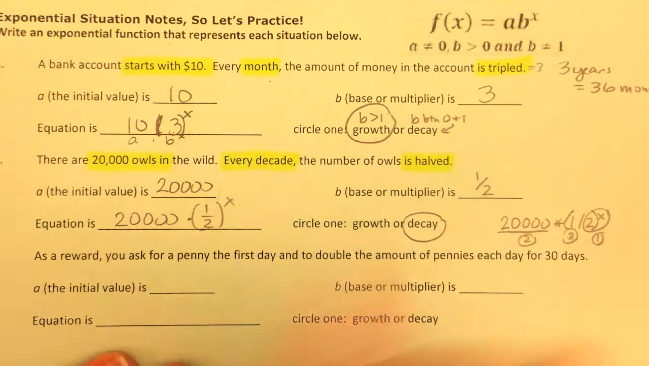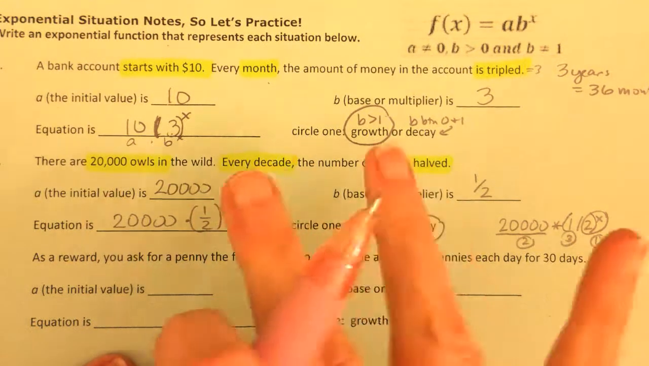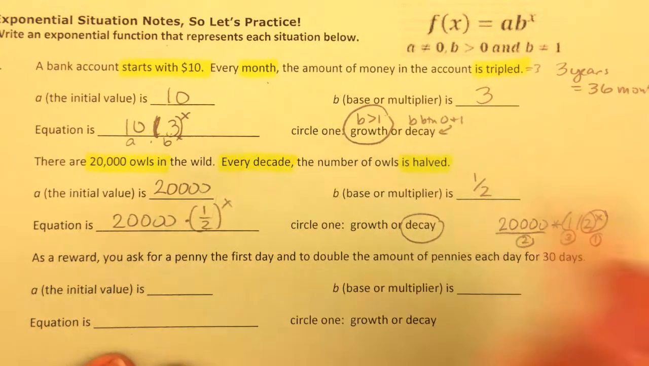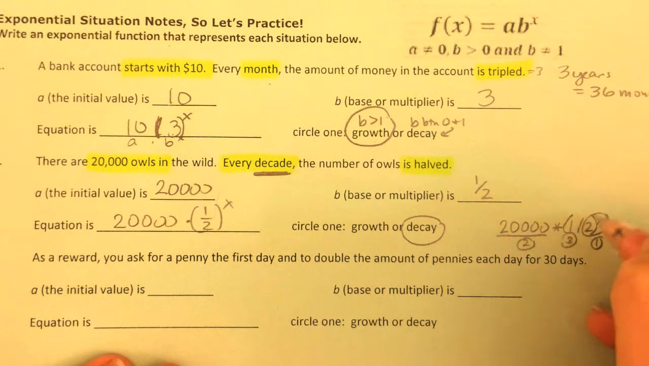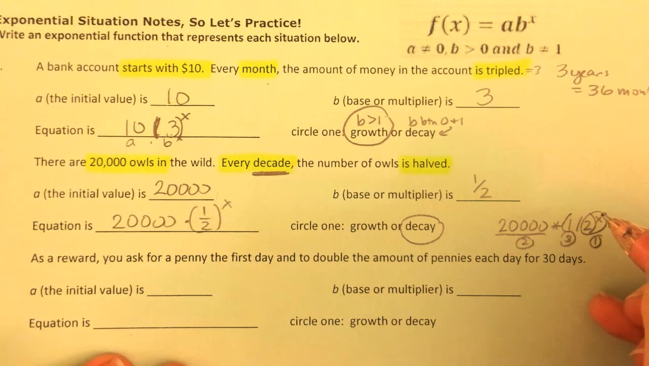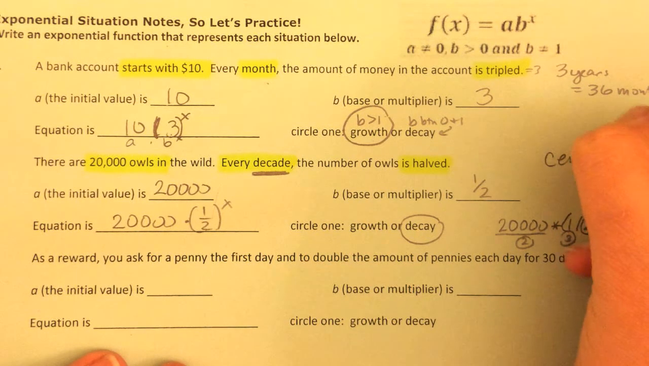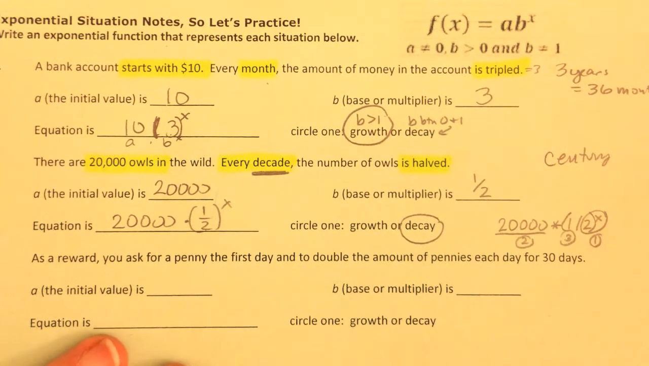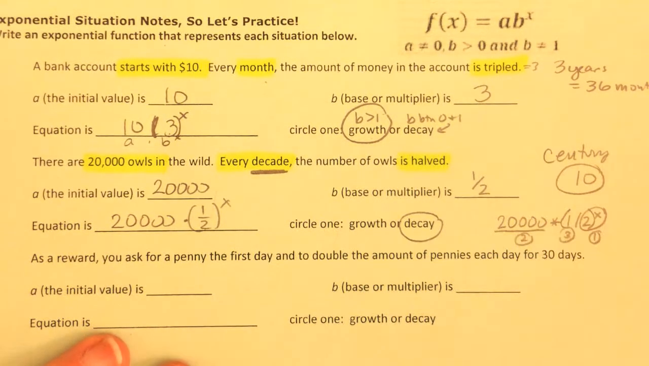We got decay. Now, what is the thing that you need to pay the most attention to when you're looking at this situation and they ask you a question? What you have to pay attention to is the interval. So whatever goes in this x here is my interval. If they ask how many owls will we have at the end of the century, how many decades are there in a century? There are 10 decades in a century.